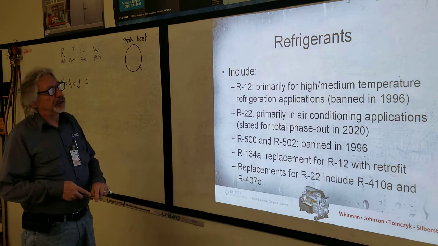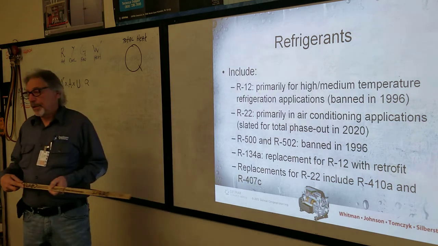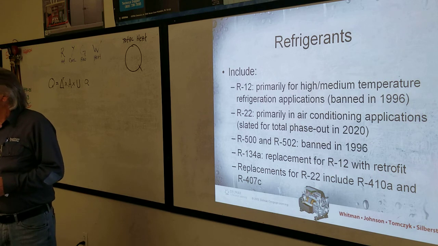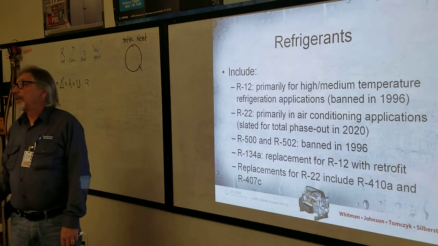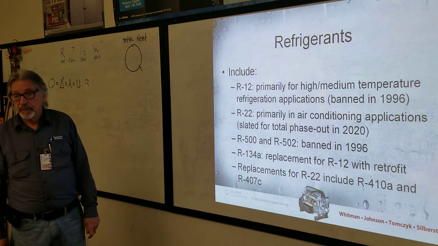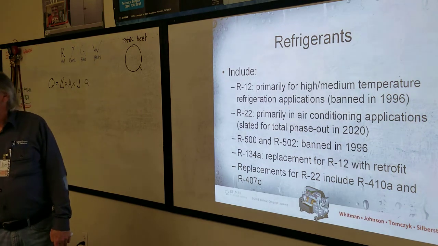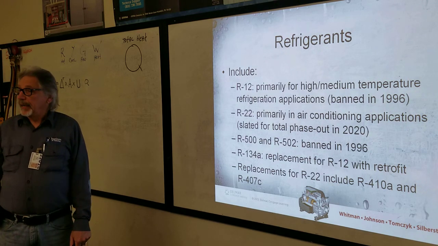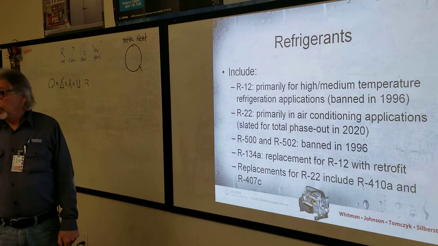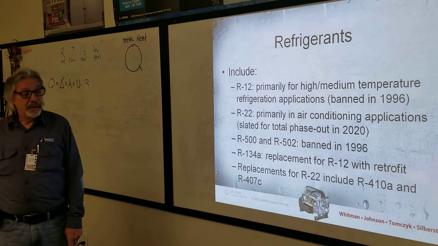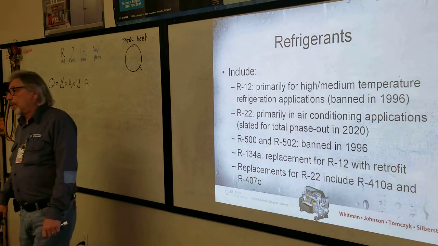407C was the first replacement for R22. It's not a very good replacement. Now they have even better replacements. Some of the replacements are 458A, 438A, 427, 422B and C. So there's a lot of refrigerant replacements for R22 on the market right now.